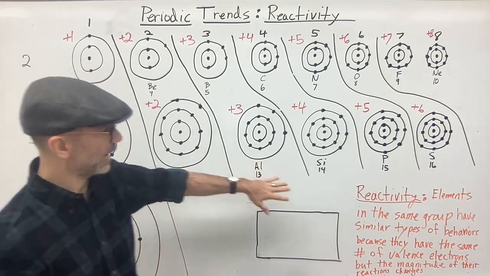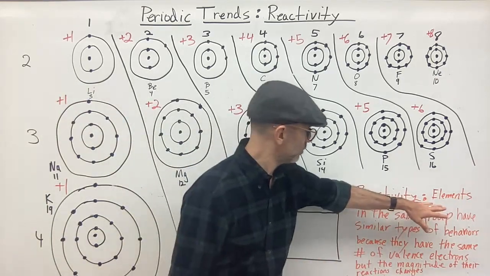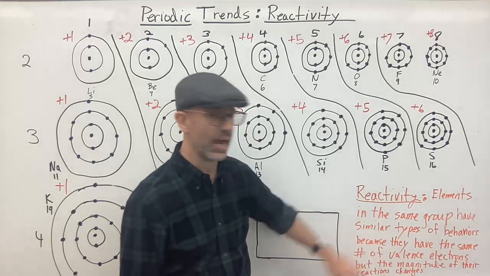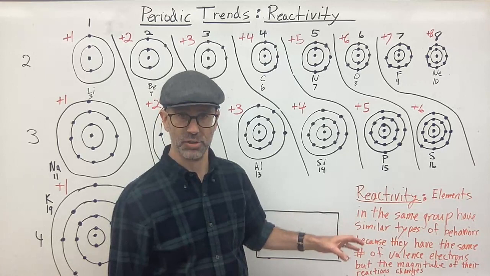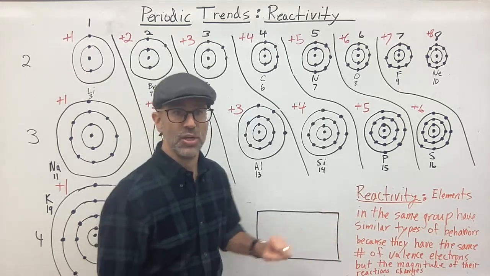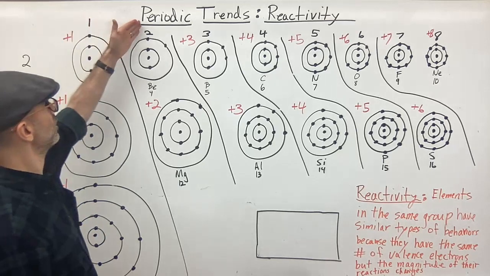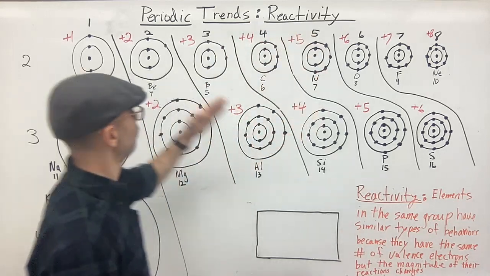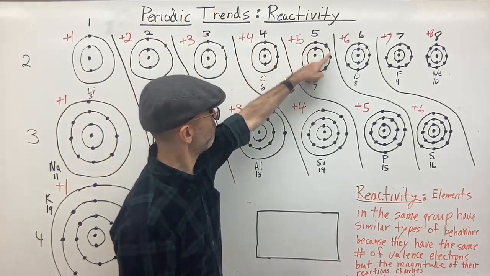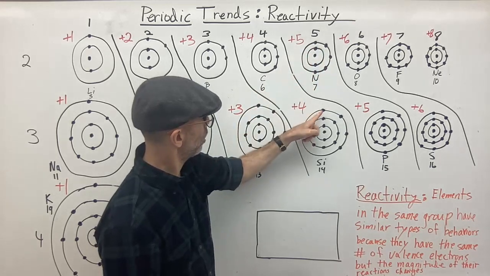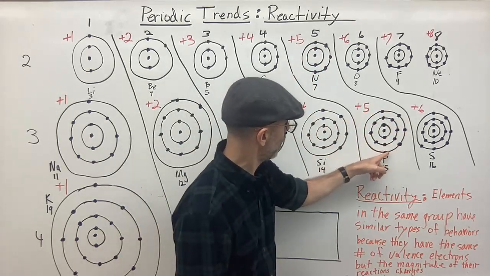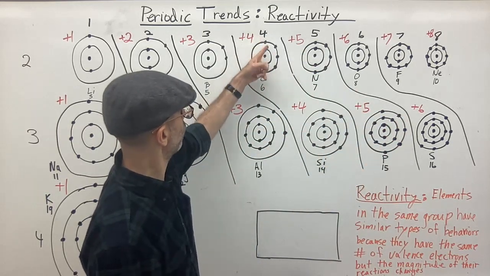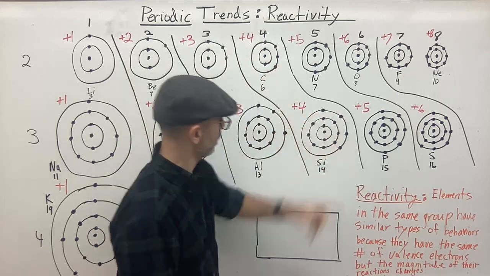When we're looking at reactivity, we understand that elements in the same group have similar types of behavior because they have the same valence electrons. The number of valence electrons of an atom corresponds to the group number. So if you're in group number 5, you'll have 5 valence electrons: 1, 2, 3, 4, 5. And then this one over here, 1, 2, 3, 4, 5. They're in the same group. These two are in group 4, so they have 4 valence electrons.